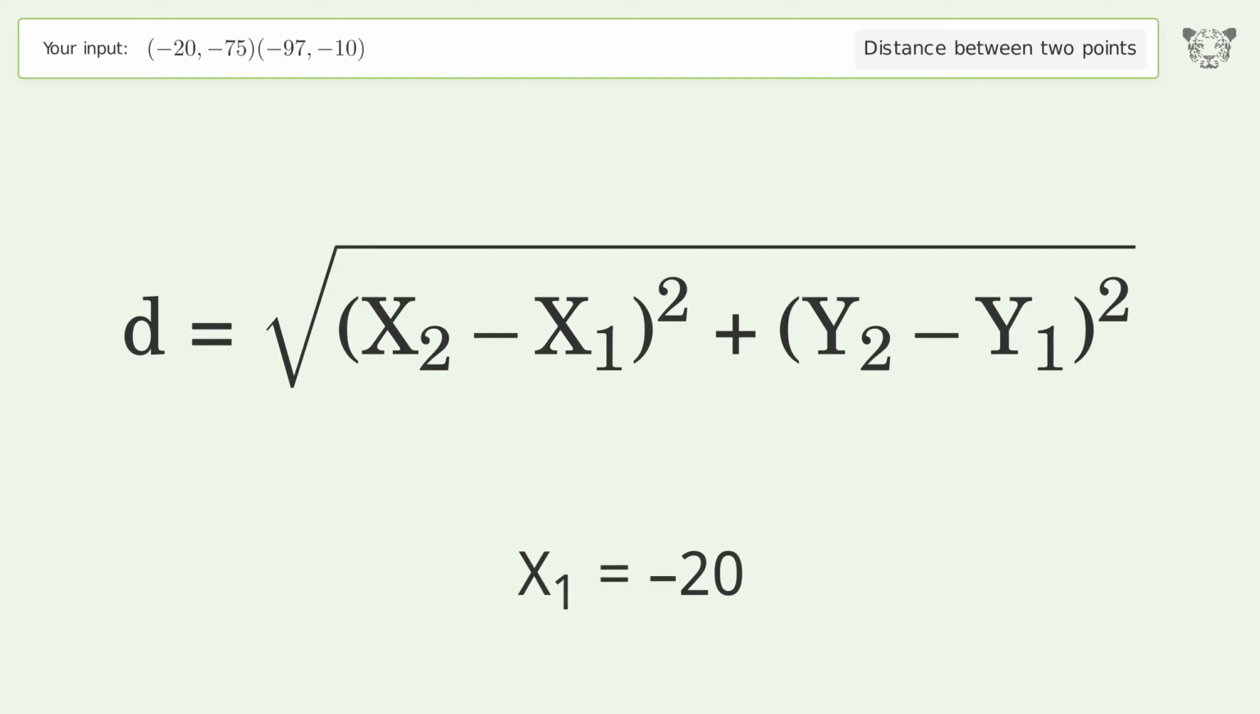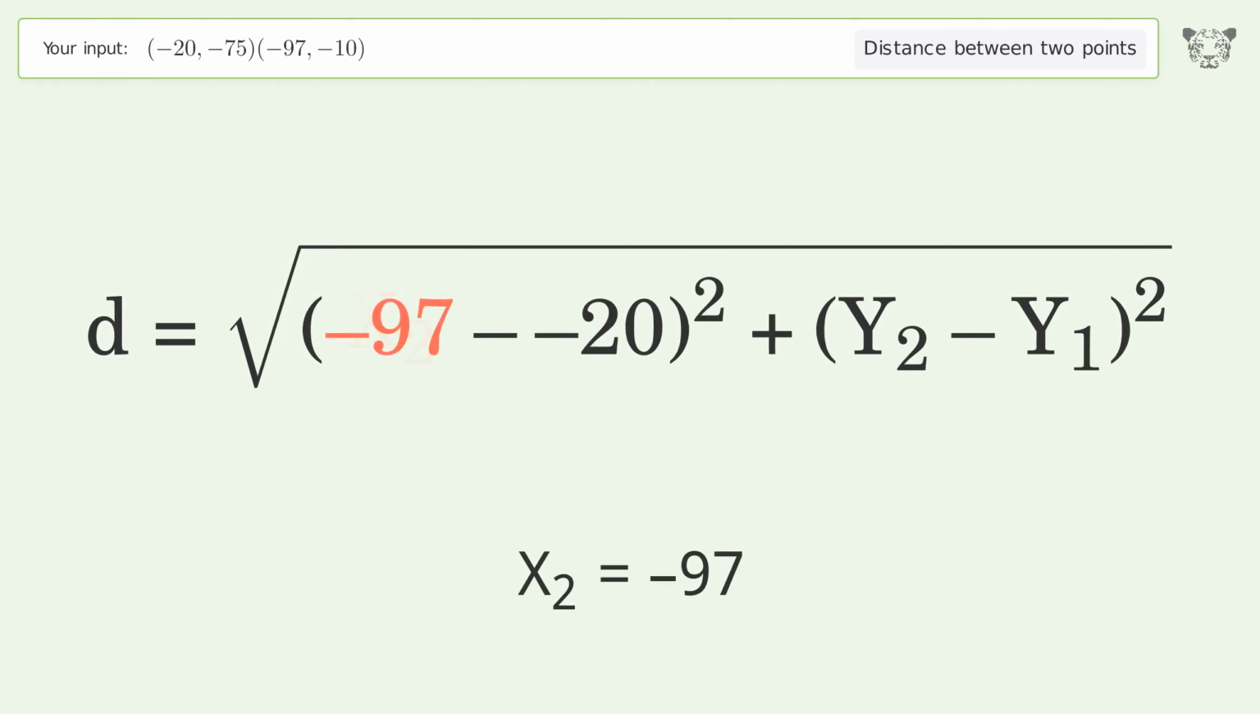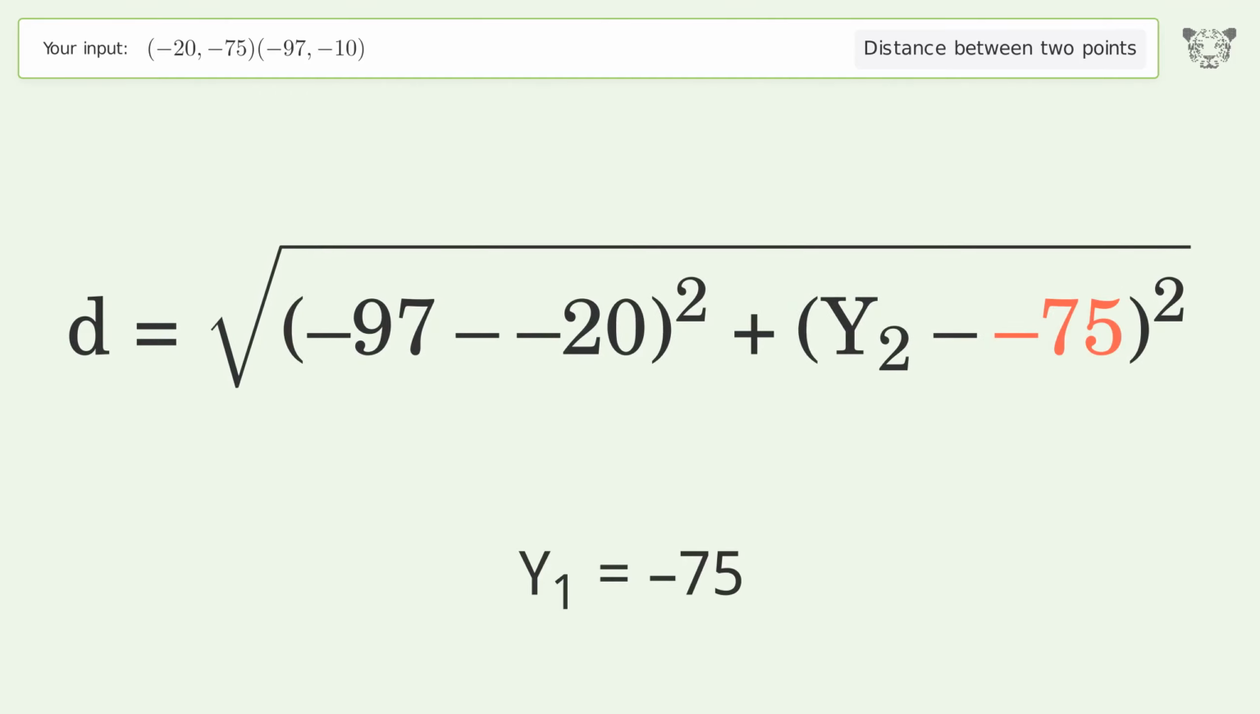x1 equals -20. x2 equals -97. y1 equals -75. y2 equals -10.